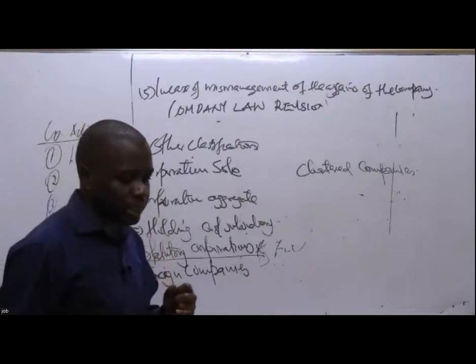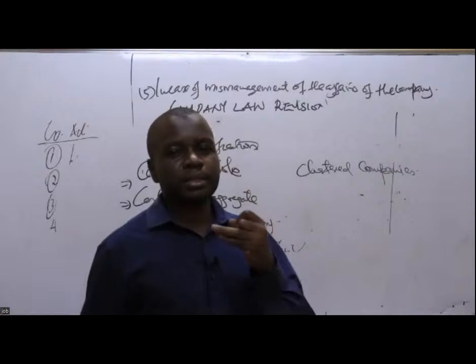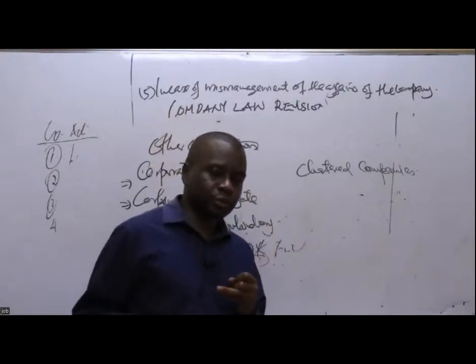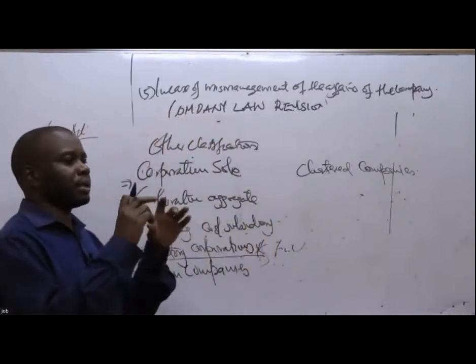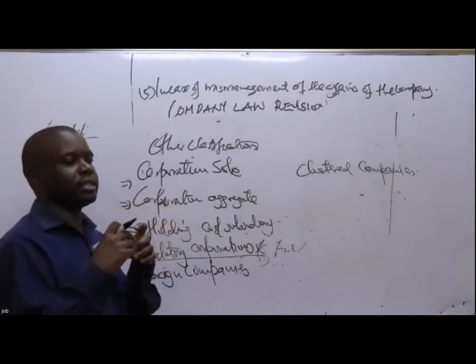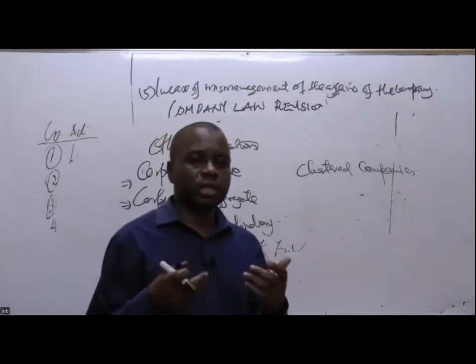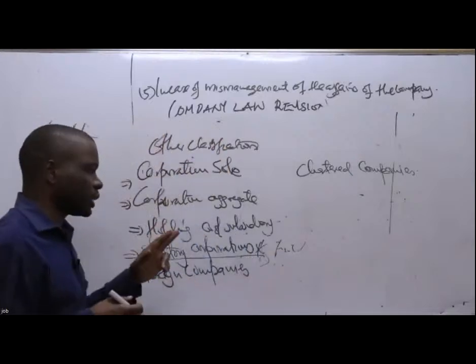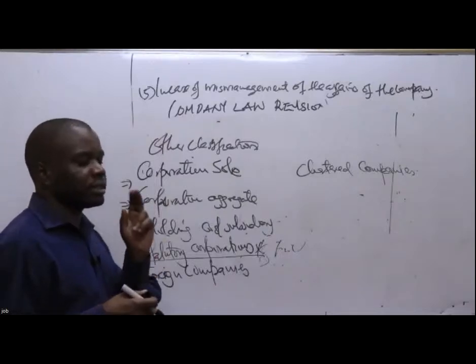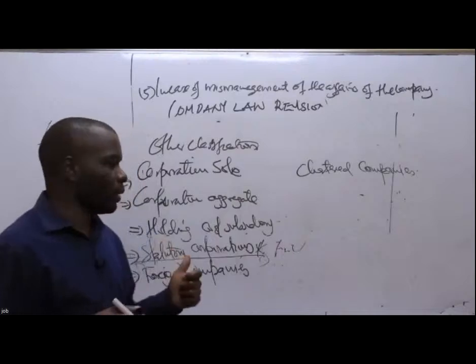That is number one. Number two, the act of parliament will set out the management structure of the corporation. For example, it will clearly state there will be a board led by the chairman, and there will be a chief executive. So number two, the act of parliament sets out the management structure of a statutory corporation.